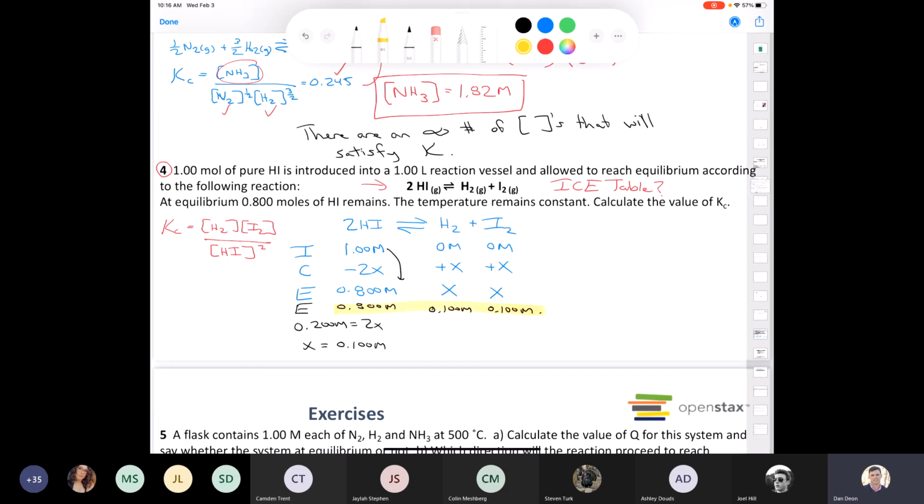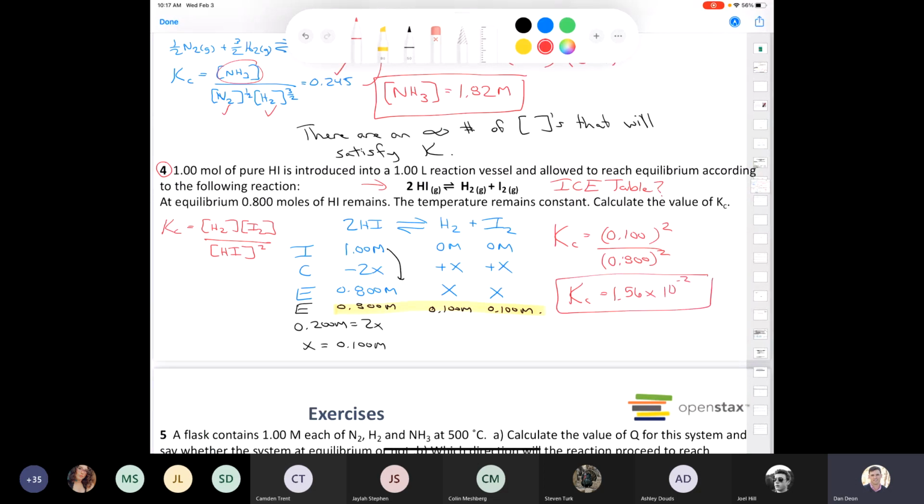Now we have everything that we need. We have the concentration of the reactant and the 2 products in order to solve for Kc. Now it's just a matter of plugging the numbers in. So we're going to say that Kc is equal to 0.1 times 0.1, which is the same thing as 0.100 squared. Remember, we leave units out. Equilibrium constant is a unitless number. Divided by 0.800 squared. Now it's just a matter of plugging the numbers into your calculator, and we get that Kc is equal to 1.56 times 10 to the negative 2, just like that.